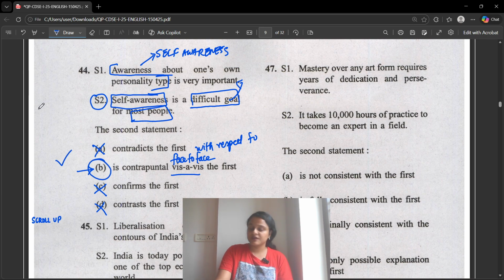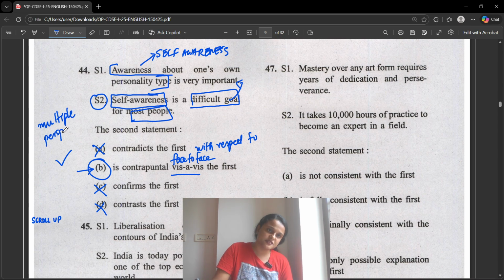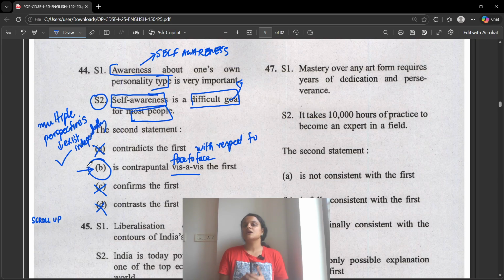If you want the correct meaning of contrapuntal, it means that you have multiple perspectives, when they can exist together, exist independently, not dependent, independently. Then that is contrapuntal. Is that clear now? Wonderful.